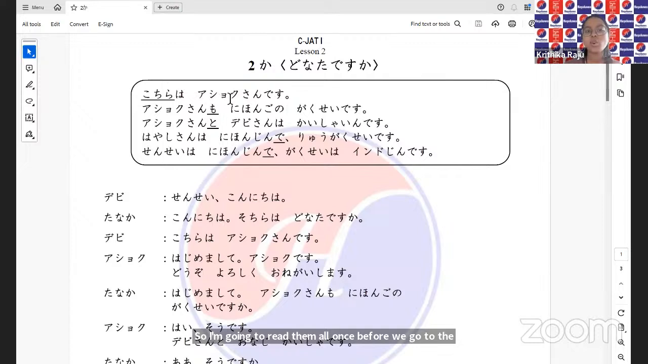Kochira wa Ashok-san desu. Ashok-san mo Nihongo no gakusei desu. Ashok-san to Devi-san wa kaishain desu. Hayashi-san wa Nihonjin de ryugakusei desu. Sensei wa Nihonjin de gakusei wa Indojin desu.